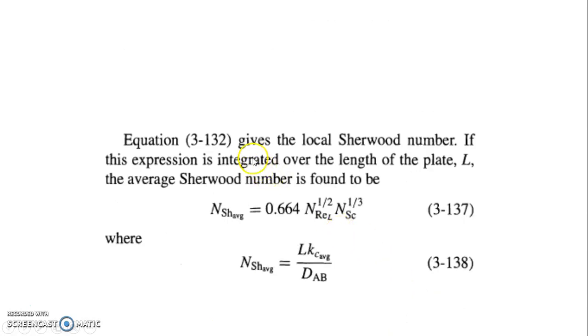So equation 3.132 gives the local Sherwood number. When we integrate equation 3.132 over the length of the plate, which is L, the Sherwood number will be like this. Then we get the average Sherwood number: 0.664 times Reynolds number to the 1/2, times Schmidt number to the 1/3, where the average Schmidt number value is this equation.